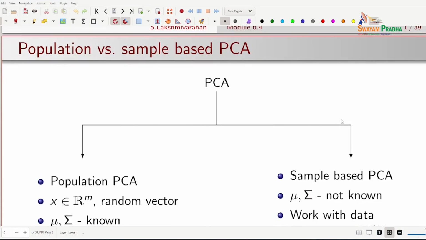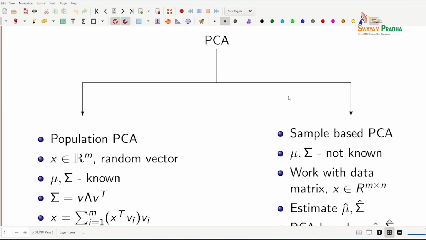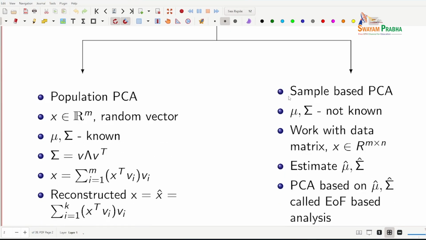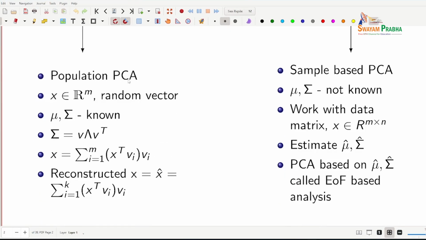Now we are going to go to the fourth module related to PCA, PCA using data matrix, empirical orthogonal function. That is the topic. So let us look at this PCA. There are two types of analysis. One is the population based PCA.